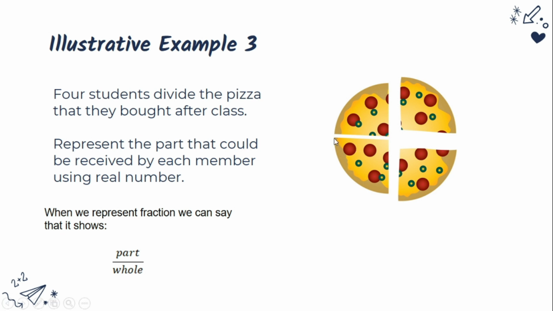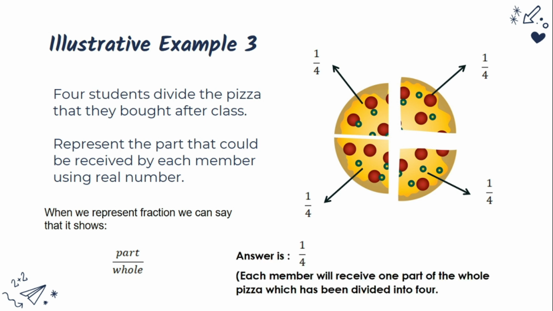Let's say this is the slice that student number 1 will get. The part that he will get is only one over how many is the whole? 4 slices, right? He will only get one over the 4 slices in all. Therefore, one student will get 1/4 part of the pizza. Other students will get the same, and the third and the fourth students. Okay? Therefore, the answer is 1/4. Each member will receive 1 part of the whole pizza which has been divided into 4.